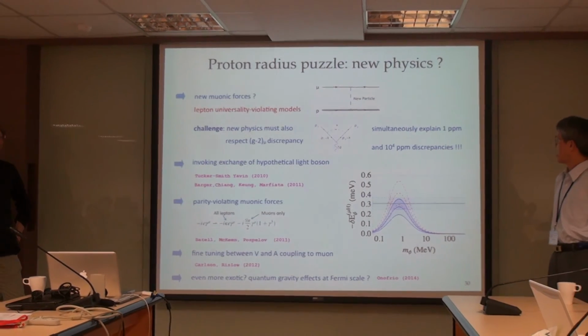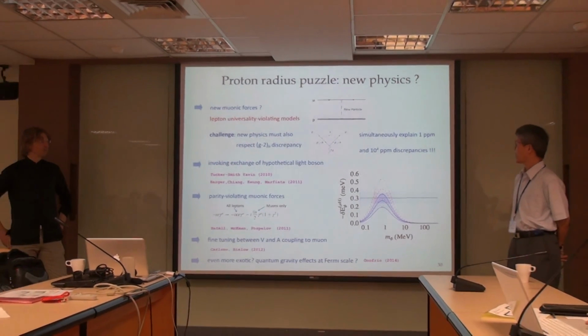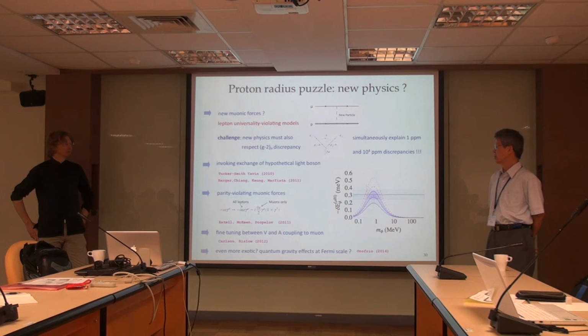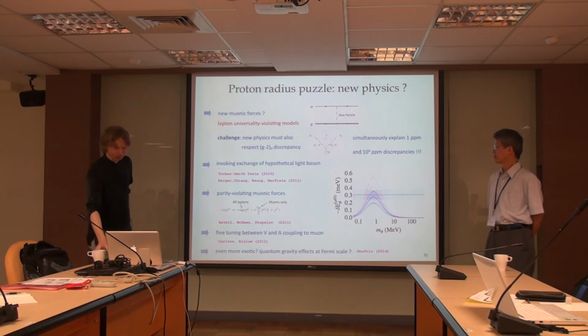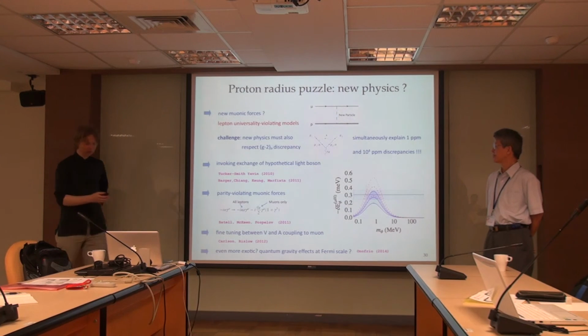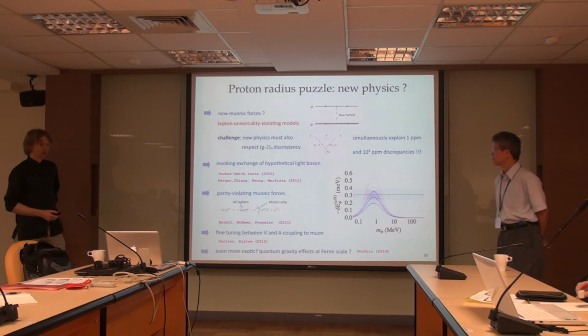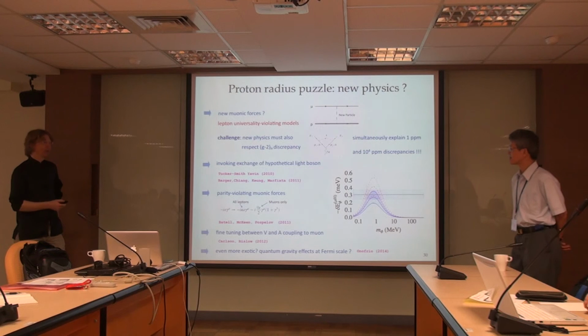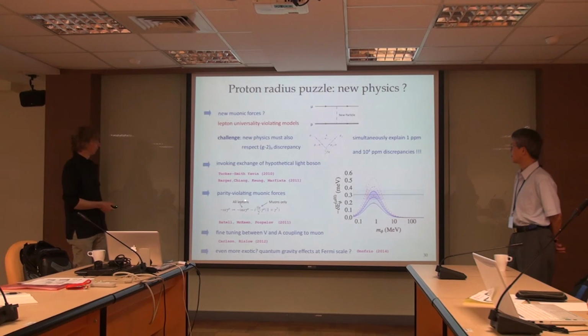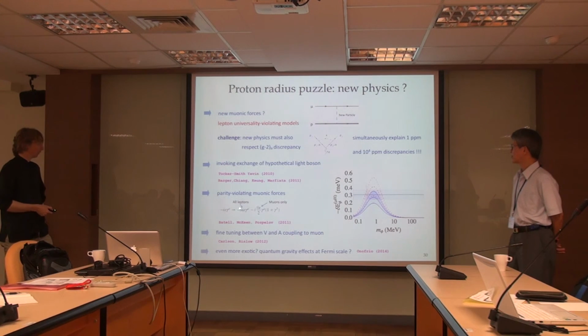Namely, how do people argue that this new particle would couple only to the muon and not the electron? Well, it's a conjecture then. If you let it couple to the electron, it's excluded because the g minus 2 of the electron is known to such high accuracy. So it's basically just proposed.